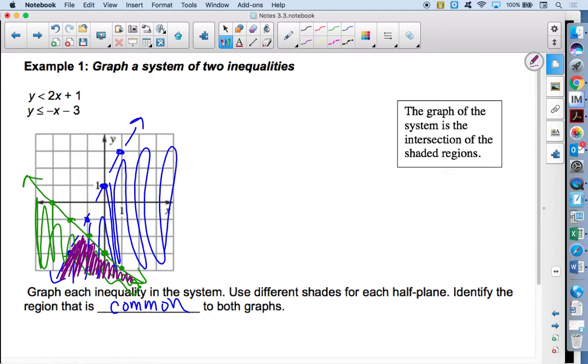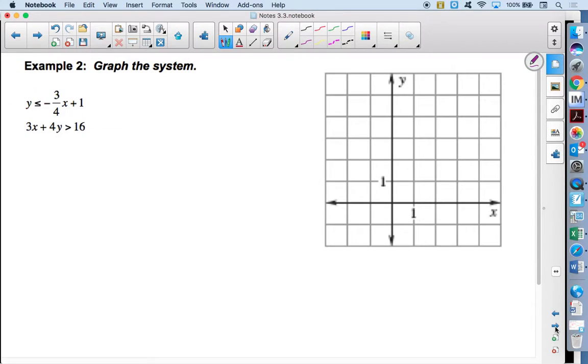Any questions about the graph? All right, so flip your page over. Graph this second set of inequalities that are up here. The first inequality has the y by itself, but the second one you'll have to get the y by itself.